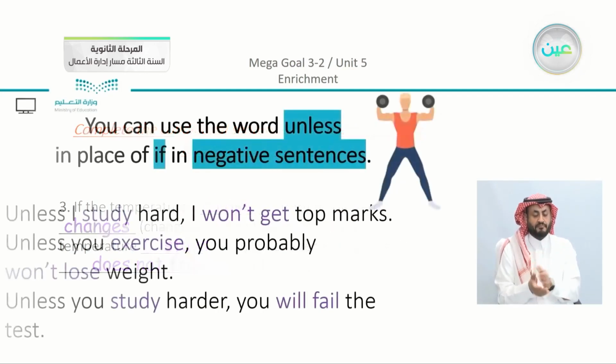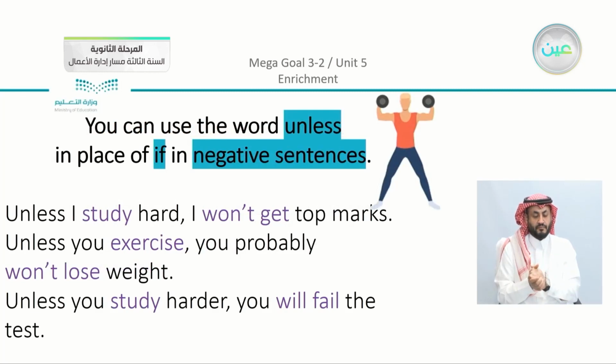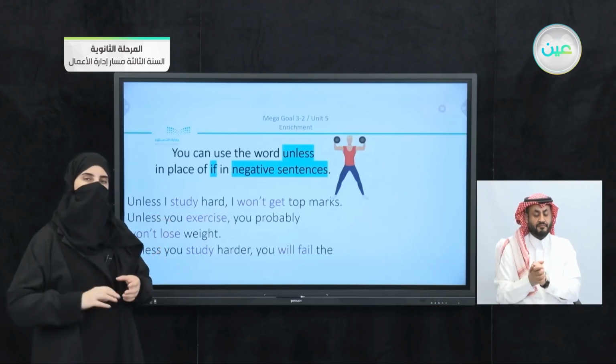Moving on. Now here, you can use the word unless in place of if in negative sentences, as when I mentioned the dress. You can't buy the dress unless you really need it. So we have other examples. Unless I study hard, I won't get top marks. Unless you exercise, you probably won't lose weight. And in the third example, we have: unless you study harder, you will fail the test. So we have will fail. There is a negative meaning here. So the basic idea is using unless with negative.